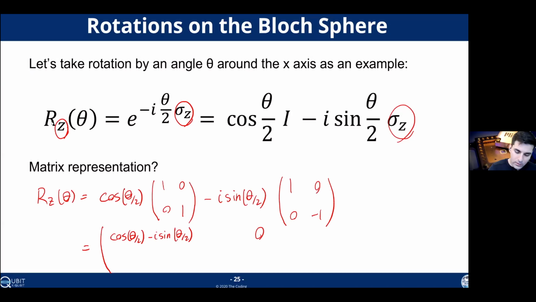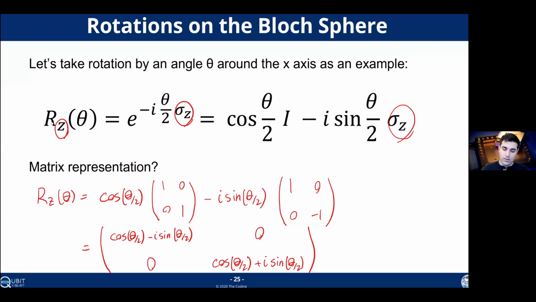So this is a matrix representation for a rotation around the z-axis by an angle theta. And you could also repeat the same process for rotation around the y-axis by angle theta. I'm not going to go through it in lecture today, but I would encourage you to attempt that. Okay, with that, let's look at a few examples.